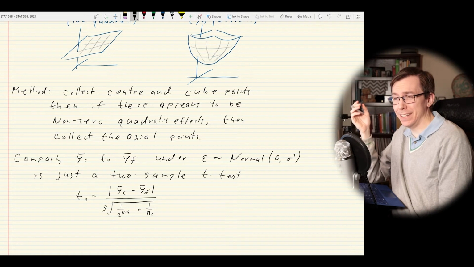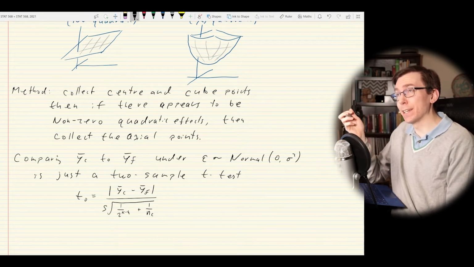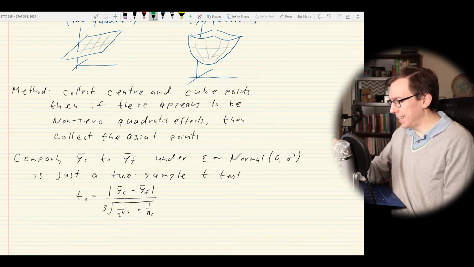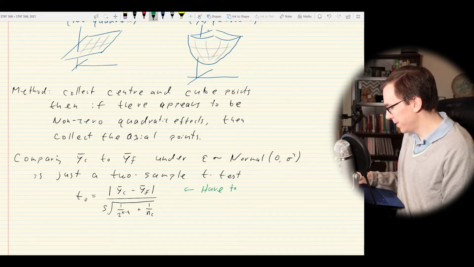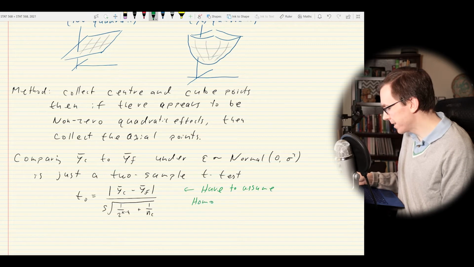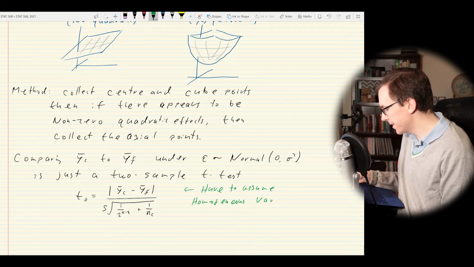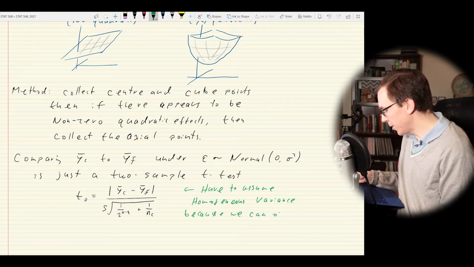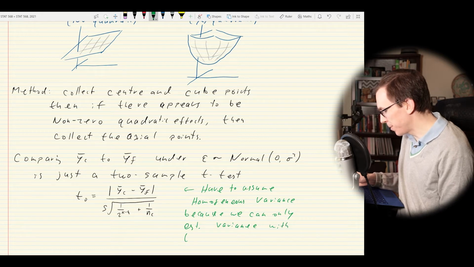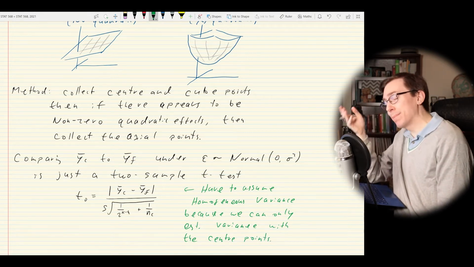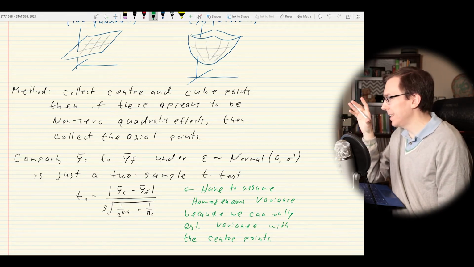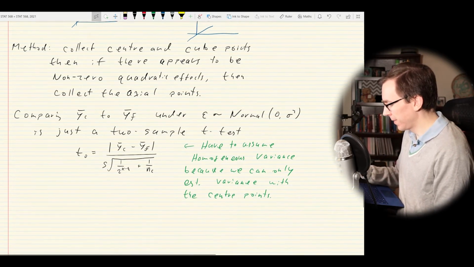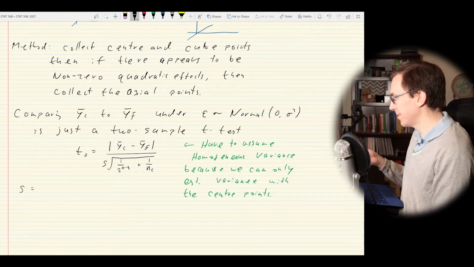There are different variants of the two-sample t-test for non-homogeneous variance, but there's a problem here, and that's that we have to assume homogeneous variance, because we can only estimate the variance with the center points. The center points are replicated, and since they're replicated, we're able to use them to estimate the sample standard deviation. So here, S is just the sample standard deviation.